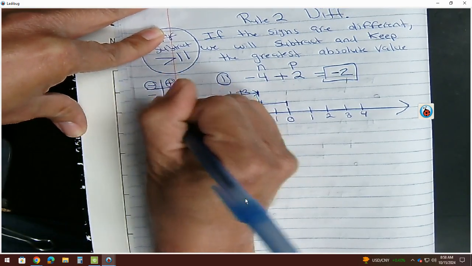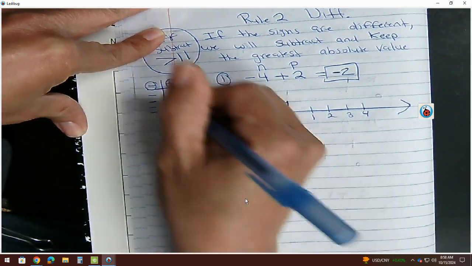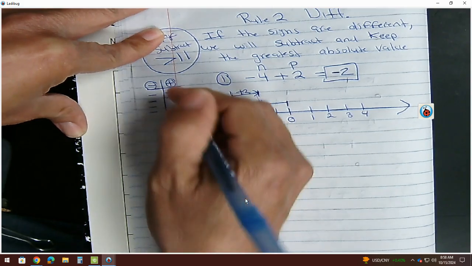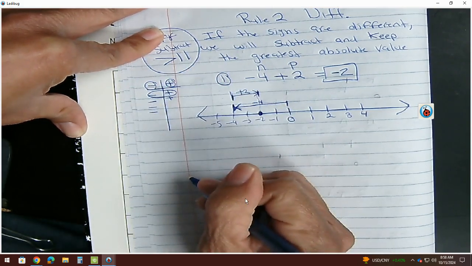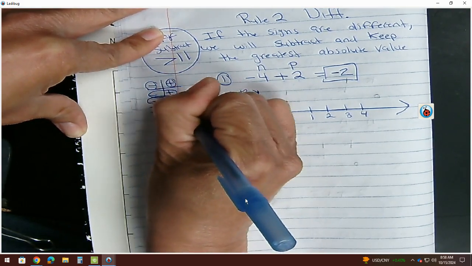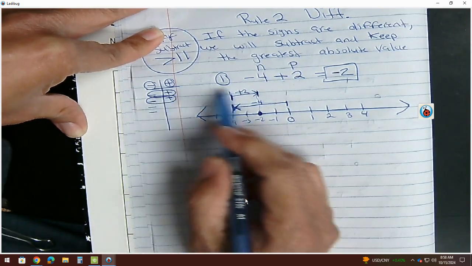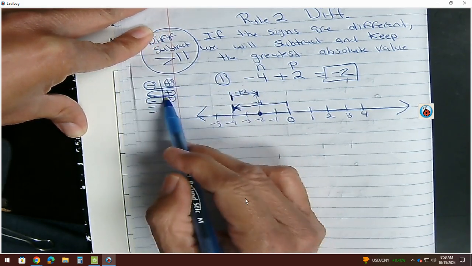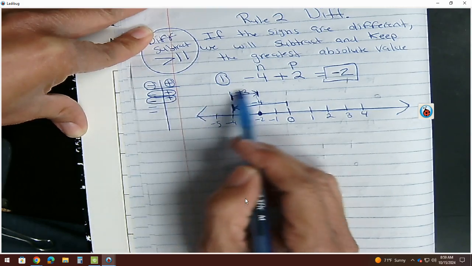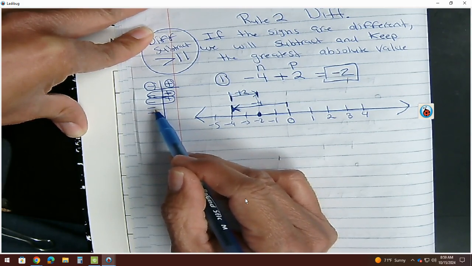How many negatives do we have in this? 4. So draw 1, 2, 3, 4. How many positives do we have? 2. So draw 1, 2. You see this positive and this negative? Zero pair. It's gone. You see this positive and this negative? Zero pair. It's gone. That's why we subtract, guys, because we're zero pairing. When we say the rule is to subtract, it's because we're paying back what we owe. 1 zero pair, 2 zero pairs, so we subtracted 2. That's how we ended up with 2. 2 what? Negatives.